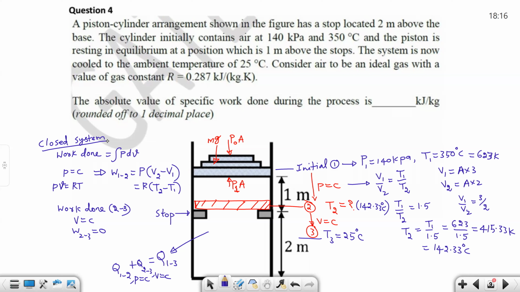So now you can substitute. You know the temperature T2 minus T1, R is maybe kilojoule per kilogram. So you can substitute 0.287 into T2 minus T1. When you have a temperature difference, then you can substitute degree centigrade or Kelvin. Temperature difference in degree centigrade or Kelvin will remain the same. So we can substitute T2 is 142.33 minus T1 is 350.